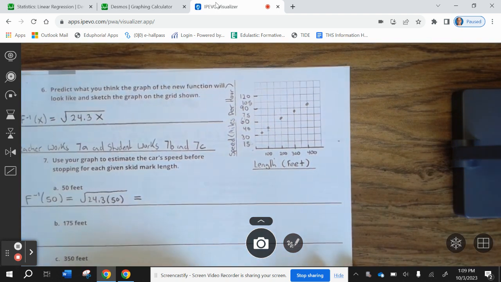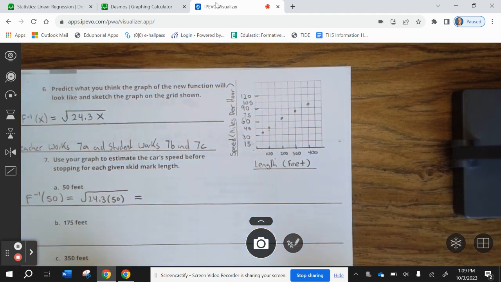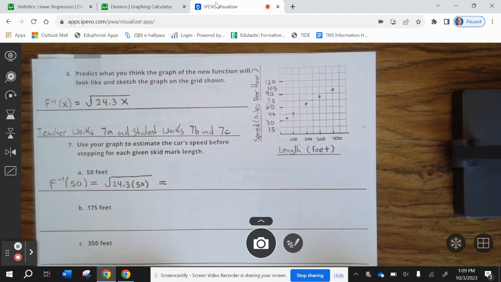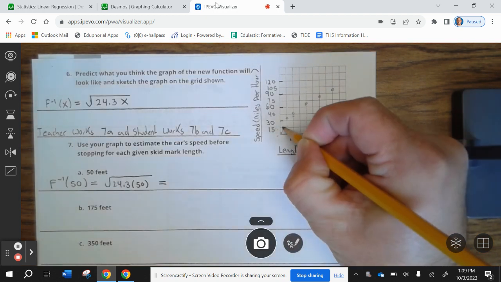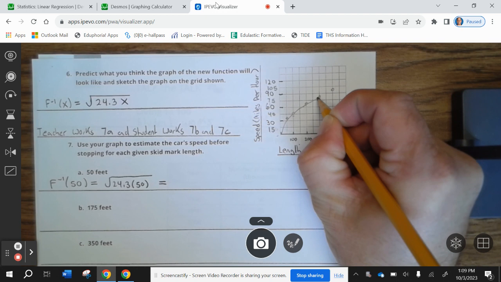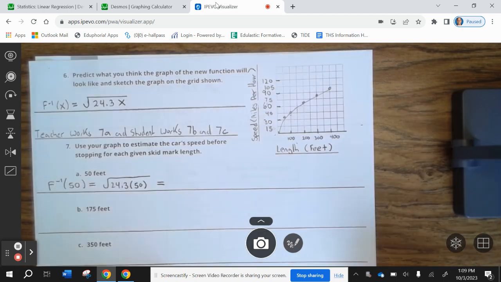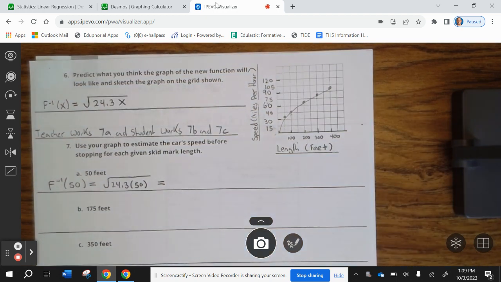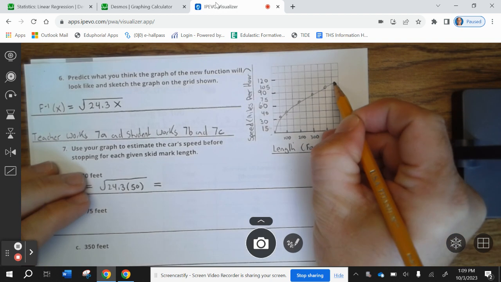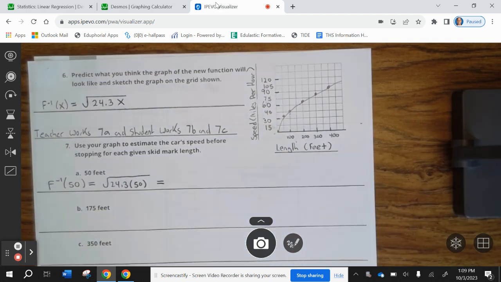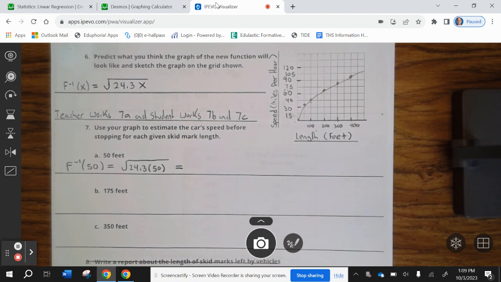So I'll give you a few seconds to plot your points. All right, and then we know it starts at 0. It's going to go through the points. It's going to look like that. Technically. All right. Now, teacher works 7A and students work 7B and 7C.